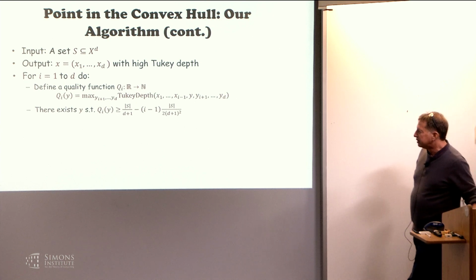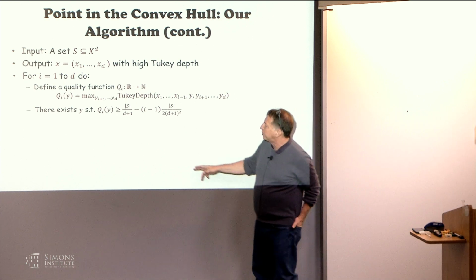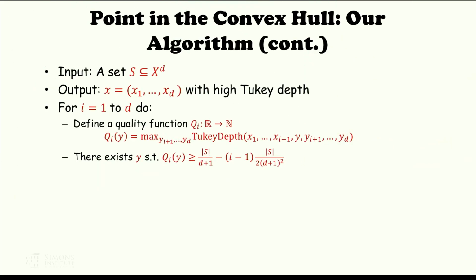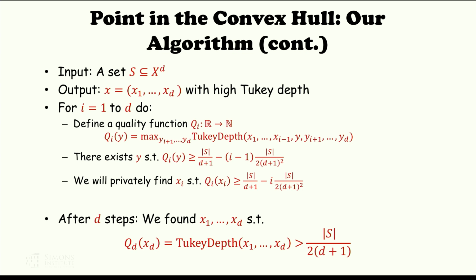quality function q_i with respect to the previous coordinates that we already found. By induction, we'll have a point whose quality is what is guaranteed by the two-key def minus i minus 1 times this something that we lose. And we know that there's such a point, and we will lose another factor of s over 2d plus 1. So in each step, we lose this quantity.